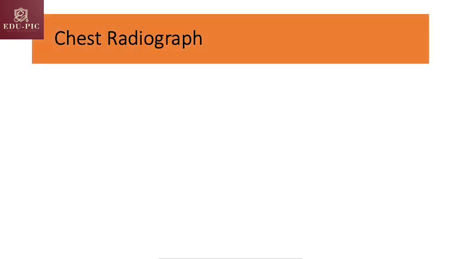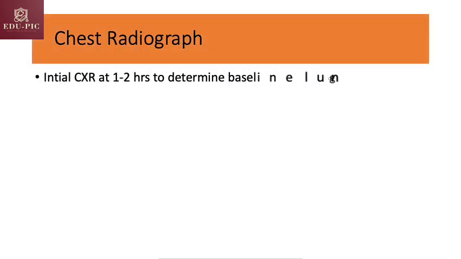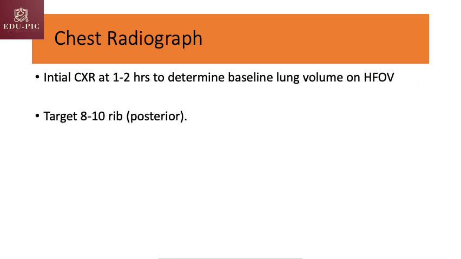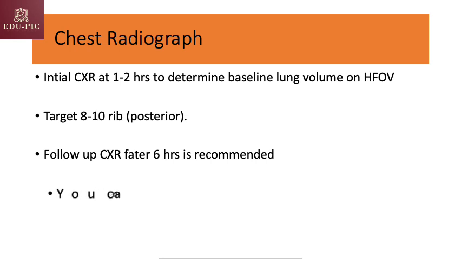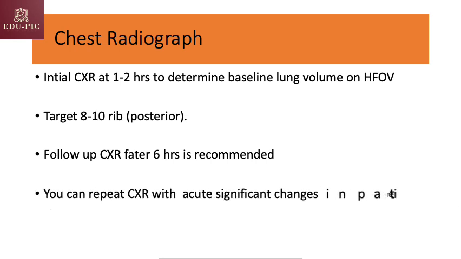You can be generous in using chest radiographs when you apply high frequency ventilation, so you can do an initial chest X-ray at 1 to 2 hours to determine the baseline lung volumes on high frequency oscillatory ventilation. The target ribs, as we mentioned before, are the 8th to 10th rib posteriorly. A follow-up X-ray after 6 hours is recommended. You can repeat the chest X-ray with acute significant changes in patient condition.